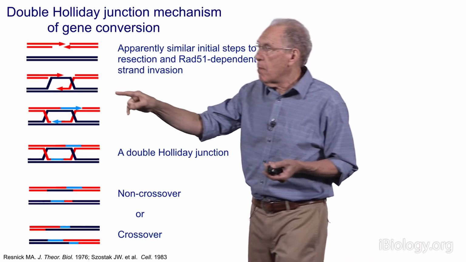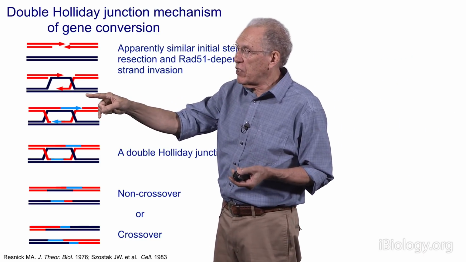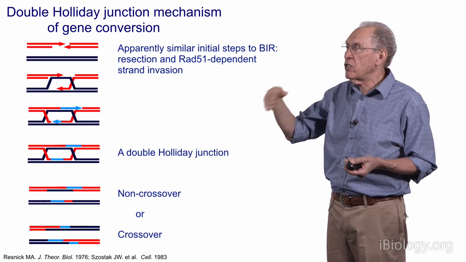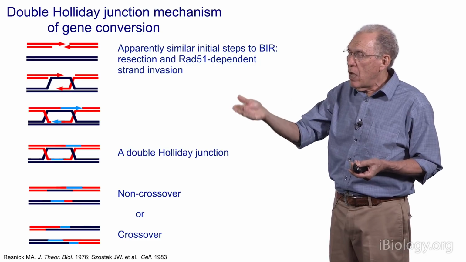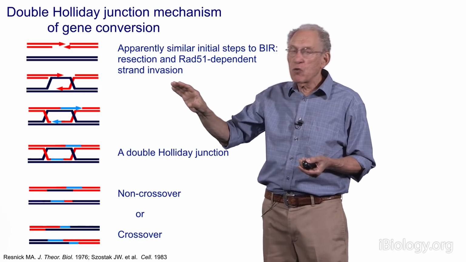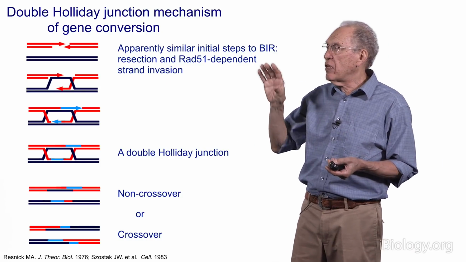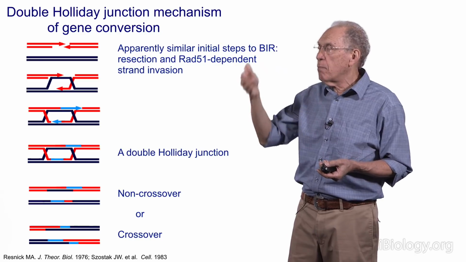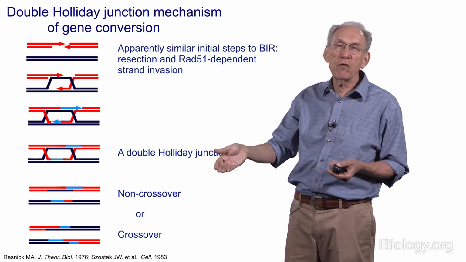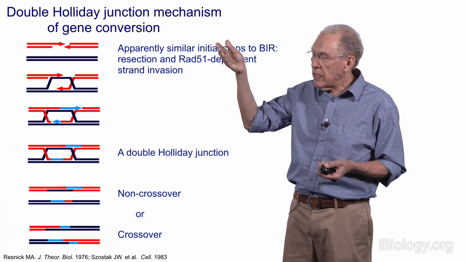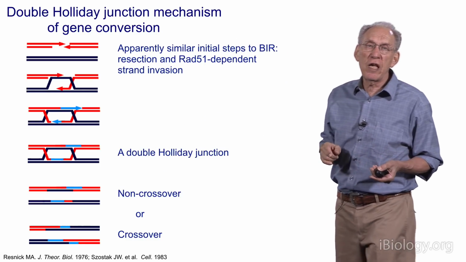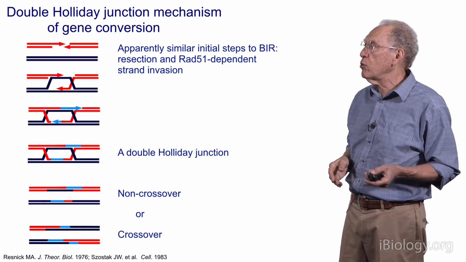And so you form, by first a break, then the resection of the broken ends, then the loading of Rad51 and strand invasion. All those steps are the same, but now after a little bit of new DNA synthesis, which is illustrated in light blue, you end up with a structure which has two Holliday junctions. And this double Holliday junction can again be acted upon by resolving enzymes, by nucleases, to end up as a non-crossover or as a crossover, and can carry out this repair process, and just uses a little bit of new DNA synthesis, the parts illustrated in light blue.